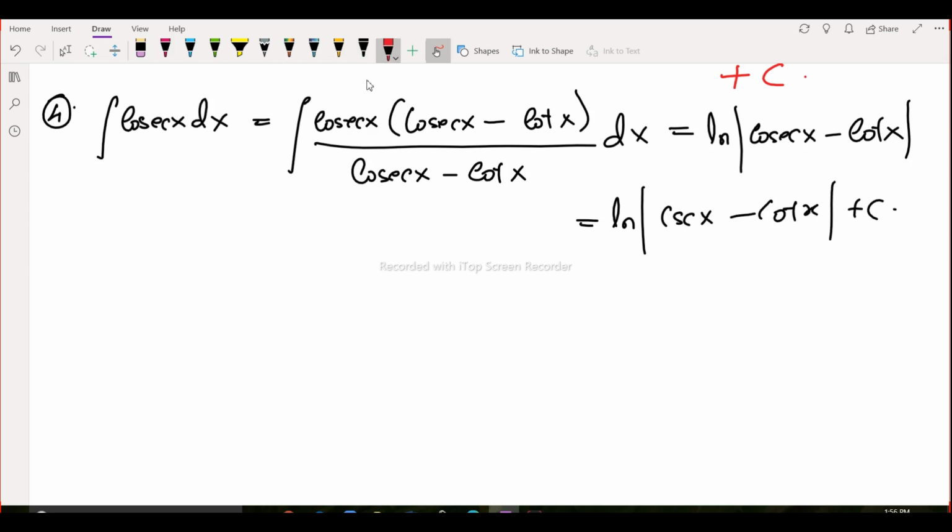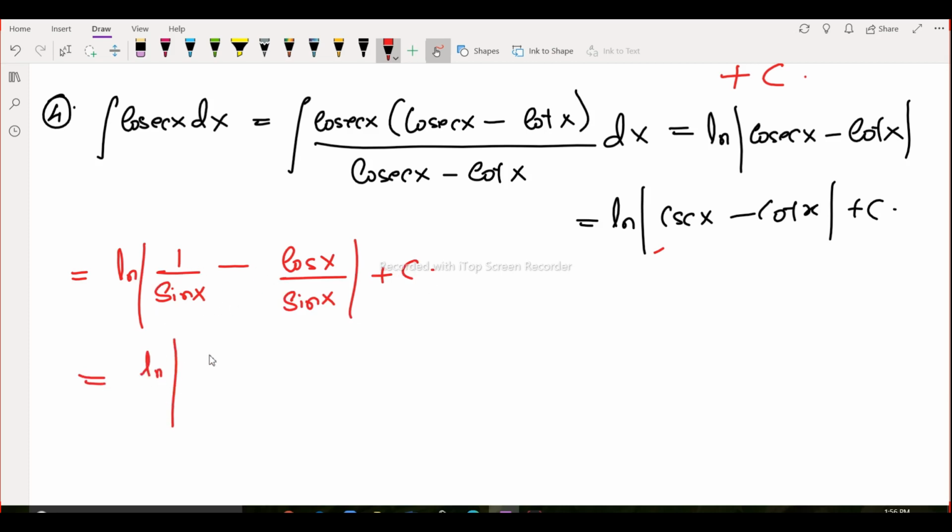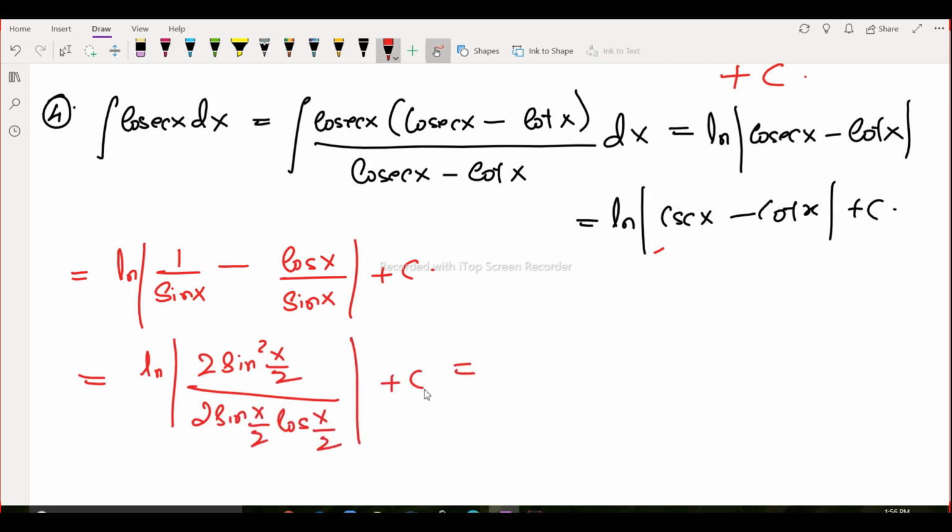Now again, here you have an alternative formula. So what you do is take this further and write this as ln |1/sin x − cos x/sin x|. So this will be ln |(1 − cos x)/sin x|. Now 1 − cos x, the formula is 2 sin²(x/2), and sin x can be written as 2 sin(x/2) cos(x/2). One sin(x/2) gets cancelled. So what you're left with is ln |tan(x/2)| + c. So this is the answer.